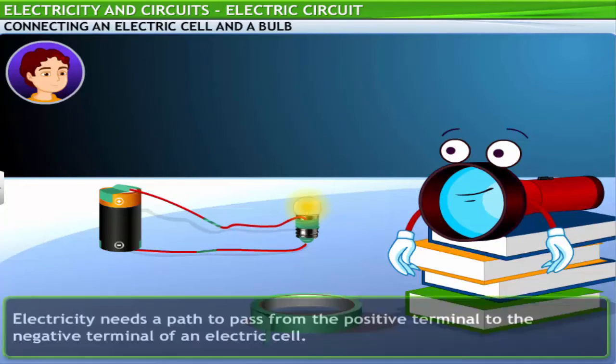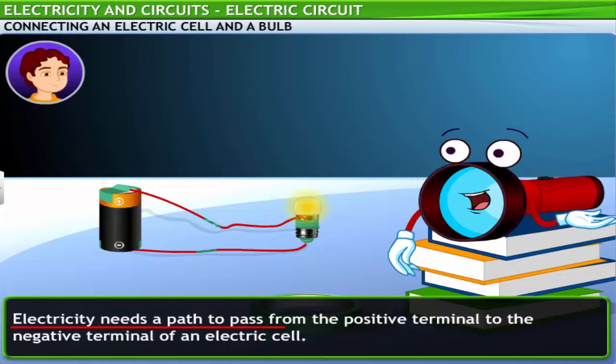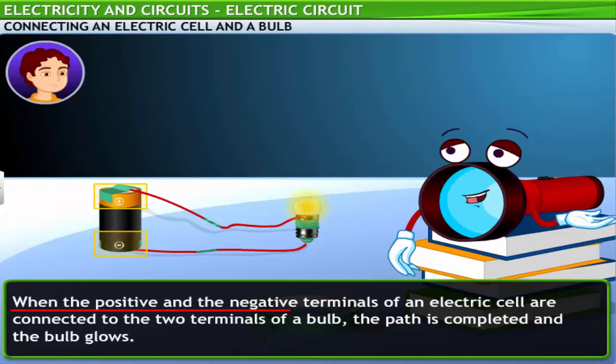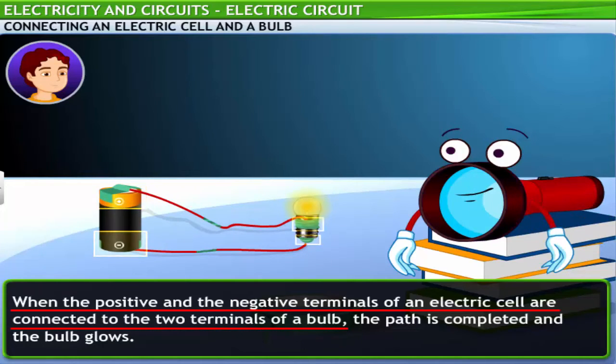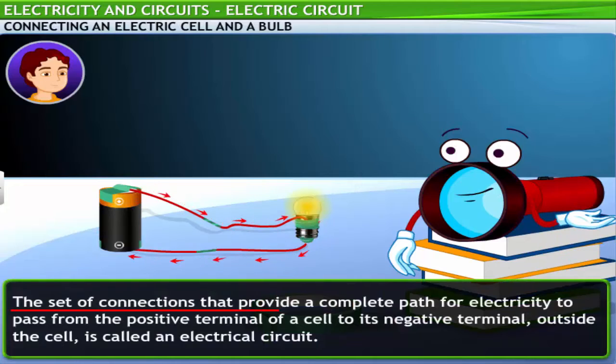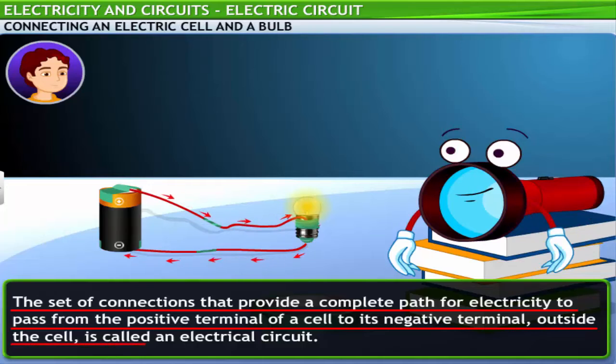Right. Electricity needs a path to pass from the positive terminal to the negative terminal of the cell. When the positive and the negative terminals of an electric cell are connected to the 2 terminals of a bulb, the path is completed and the bulb glows. A connection that provides a complete path for the electricity to pass from the positive terminal of the cell to its negative terminal outside an electric cell is called an electrical circuit.